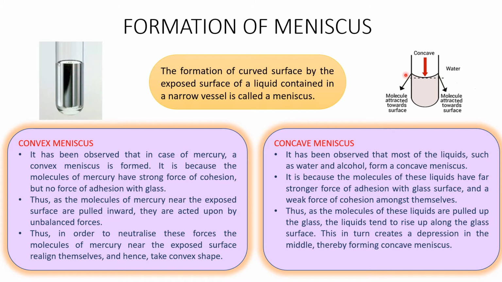Concave meniscus. It has been observed that most liquids such as water and alcohol form a concave meniscus. It is because the molecules of these liquids have a far stronger force of adhesion with the glass surface and a weak force of cohesion amongst themselves. Thus, as the molecules of these liquids are pulled up the glass, the liquids tend to rise up along the glass surface. This in turn creates a depression in the middle, thereby forming a concave meniscus.